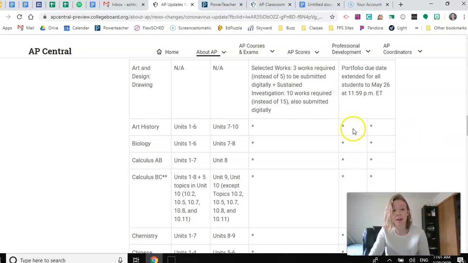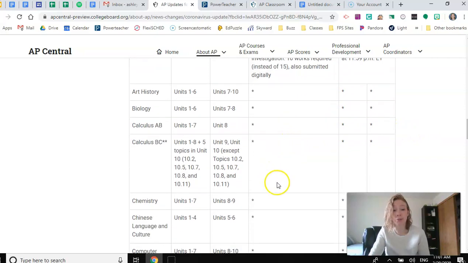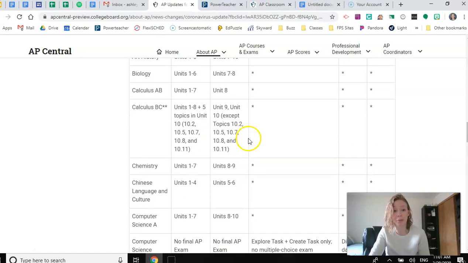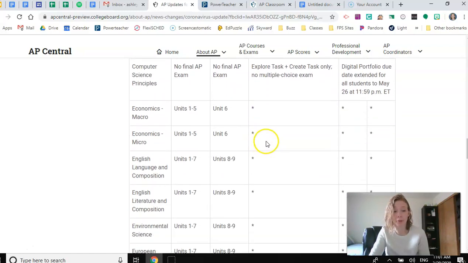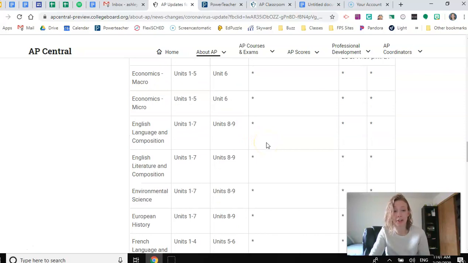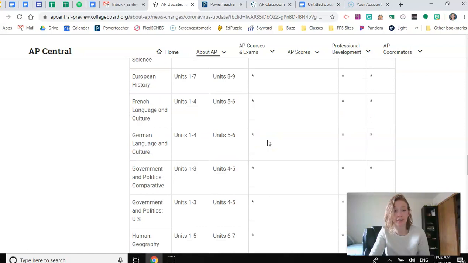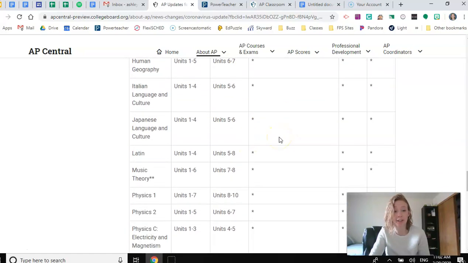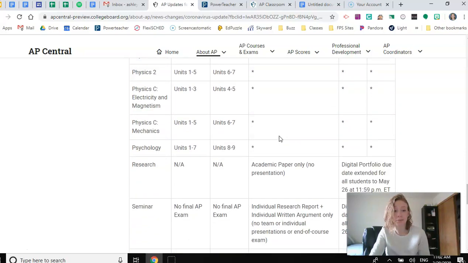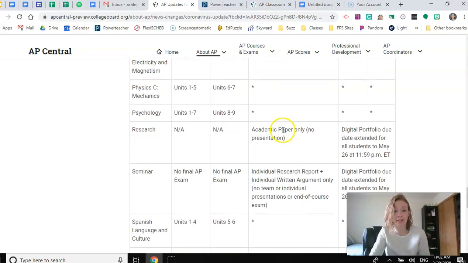So, kind of crazy. And that's going to be true for all of your AP classes. So, just scrolling through, those of you who might be in calc or chem, I'll scroll through now so you can see that if you're in any of the other ones, it's going to affect the English tests. Some of you are in human geography. Some of you are in physics.